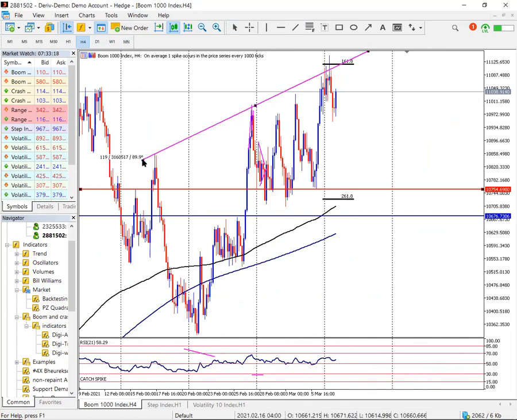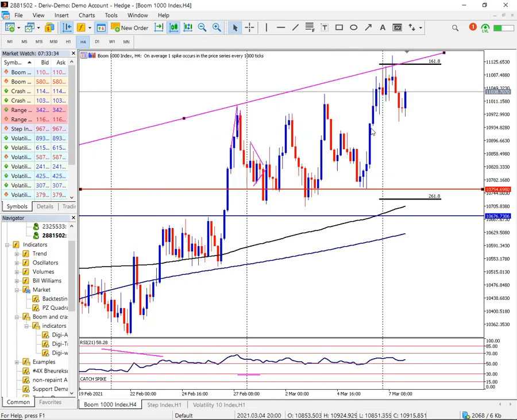So I went to 4 hours, I drew something like this. And I've told you, before you take a trade on Boom and Crash, this rejection will also help you a lot. It puts confidence in your trades. Okay, so this was 4 hours. It was yesterday.